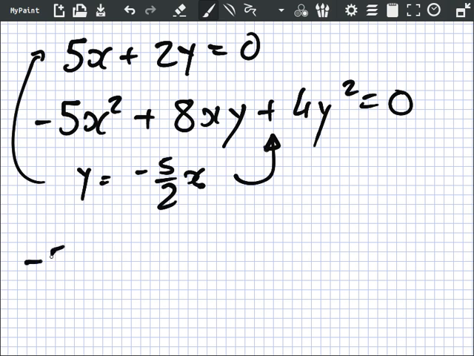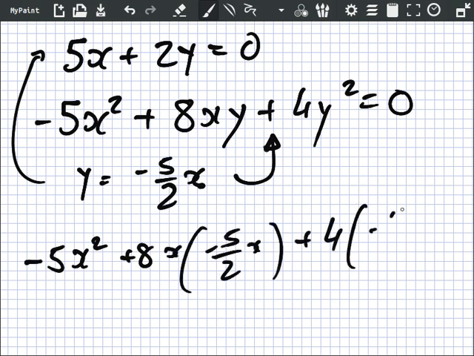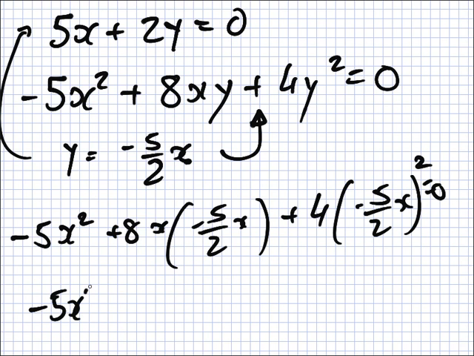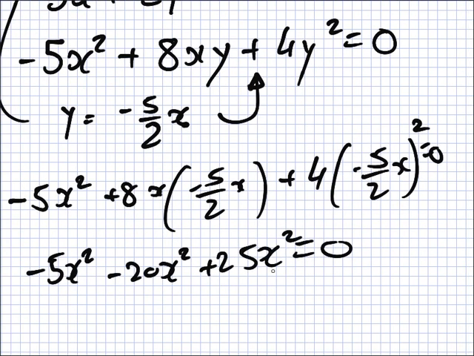So you get minus 5x squared plus 8xy plus 4y squared equals 0. So now you have minus 5x squared minus 20x squared, and then that's minus 25x squared. So what quadratic do you get here? No answer. No solution.